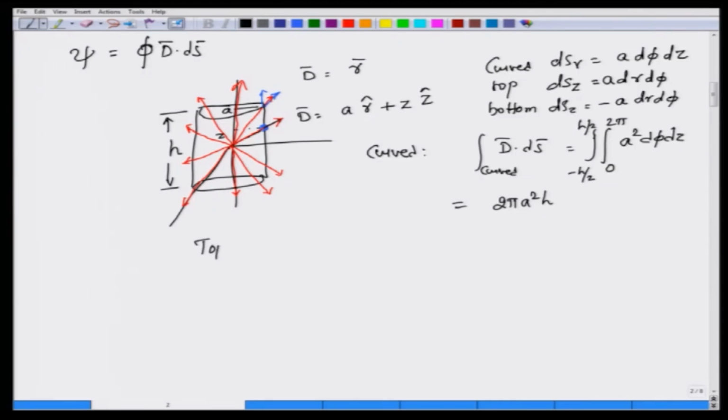The other results are the top and bottom results. For the top, the D field is directed along the z axis.